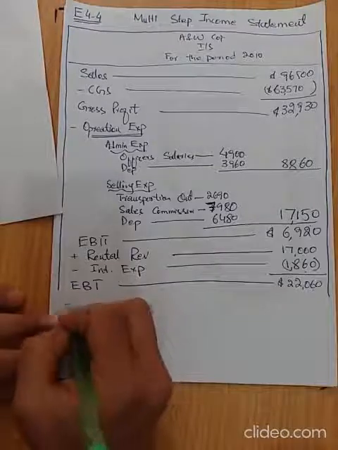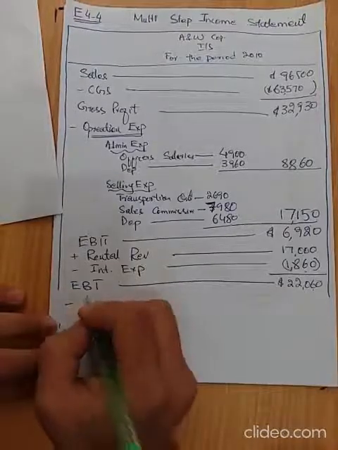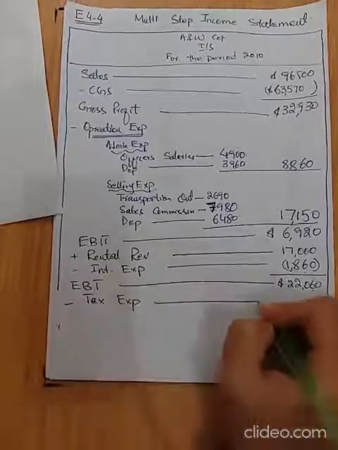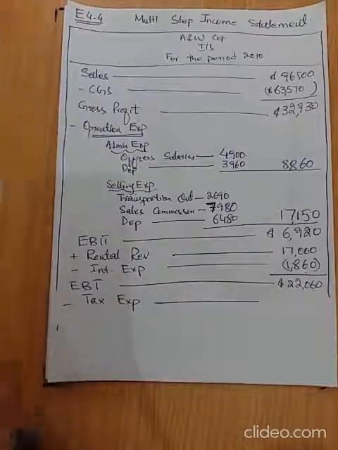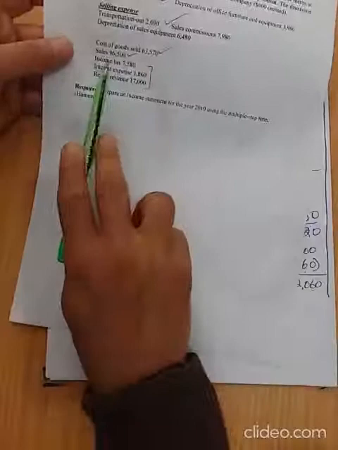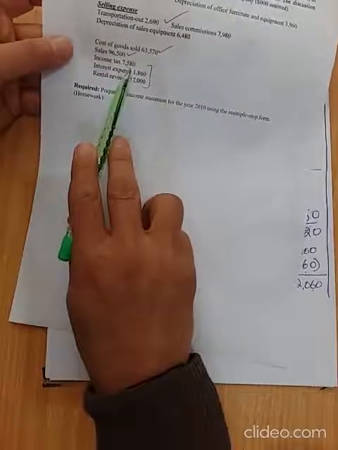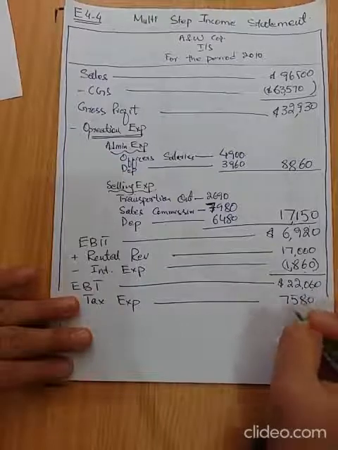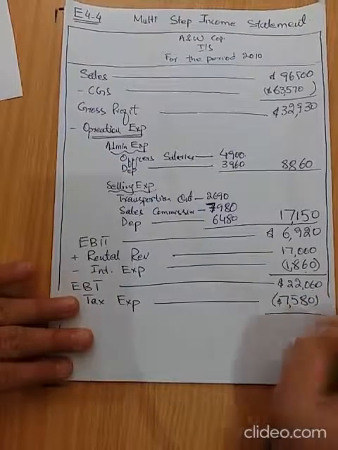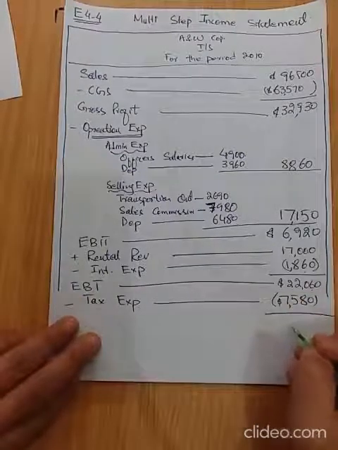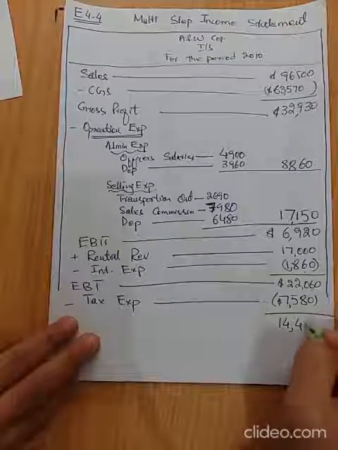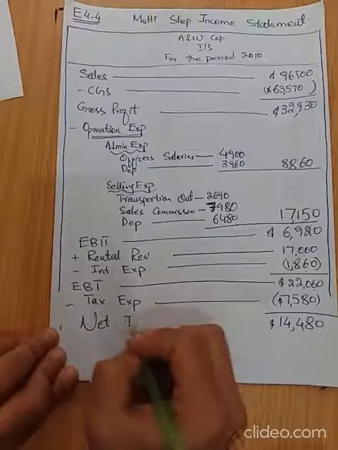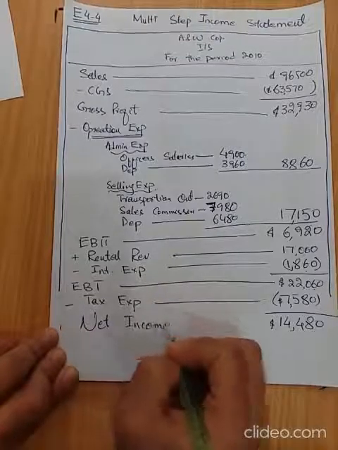Then at the last, we are supposed to subtract the tax expense or the income tax amount. Now if I go back to the numerical, the income tax amount is $7,580, so that's going to be subtracted. The remainder value would be $14,480, which is actually called the net income for the organization.